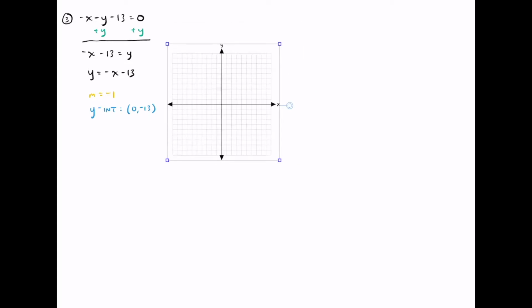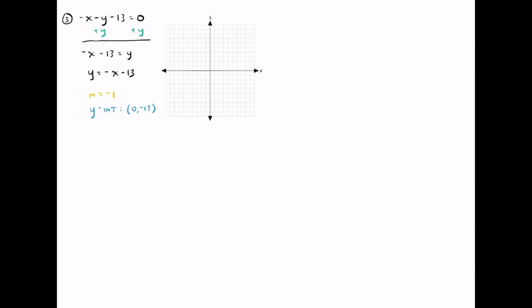Over here, let's take a look at a graph. What would this look like? So if I say every box is worth 2 here, then if we go down 2, 4, 6, 8, 10, 12, so negative 13 would be halfway right over here. And the slope is going to be negative 1. So it's going to be down 1 over 1, down 1 over 1, down 1 over 1. And so if you made a rough sketch of this graph, it would look something like this.